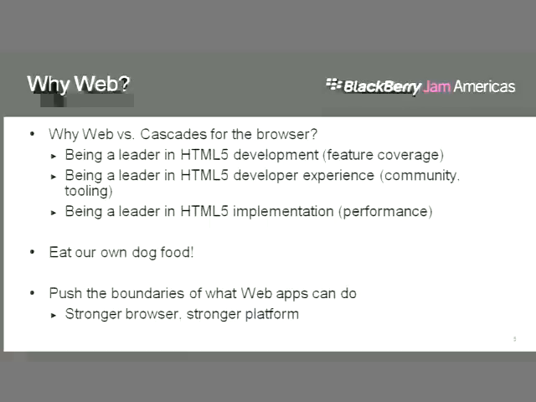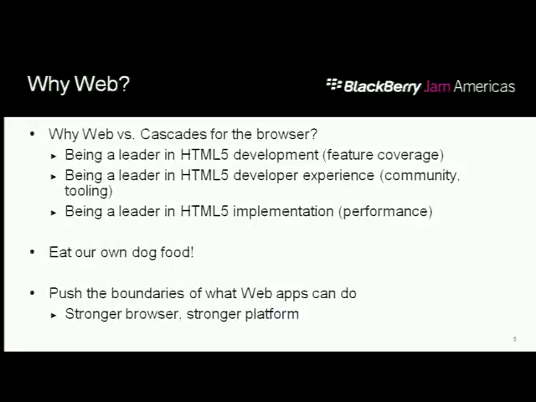So I think one of the questions that a lot of people have been asking is, why web? Why did we choose to implement this in web technology rather than using Cascades or some other native technology? I think there are 3 reasons for this. One being that we want to be the leaders in HTML5 standard support. 2, we want to be the best in terms of performance in those implementations. And 3, we really want to make sure that we understand the developer community and can provide the best tooling and the best developer experience for developing web technologies on BlackBerry.